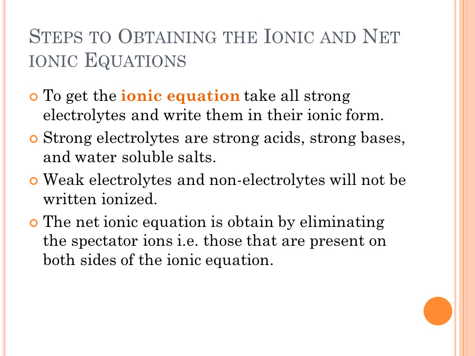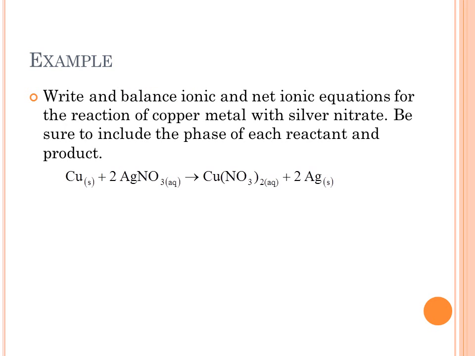The net ionic equation is then obtained by eliminating spectator ions, that is, those that are present on both sides of the ionic equation. They'll cancel, leaving us with what's really going on. So let's write and balance the ionic and net ionic equations for the reaction of copper metal with silver nitrate, and be sure to include the phase of each reactant and product.